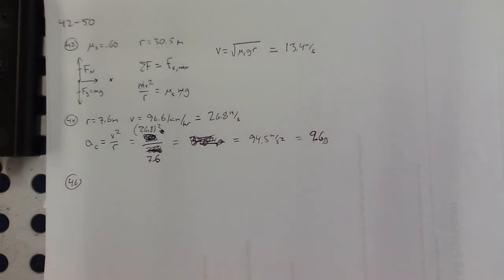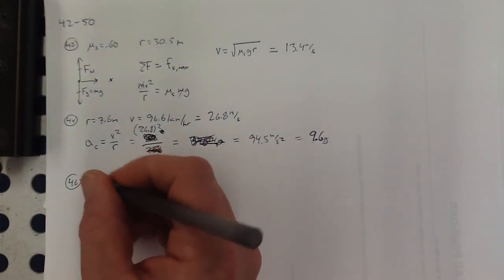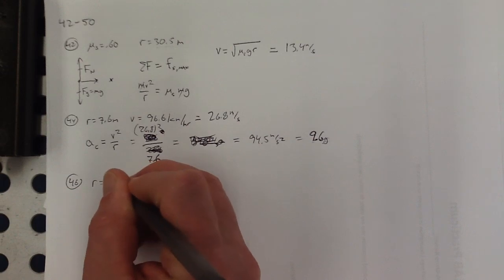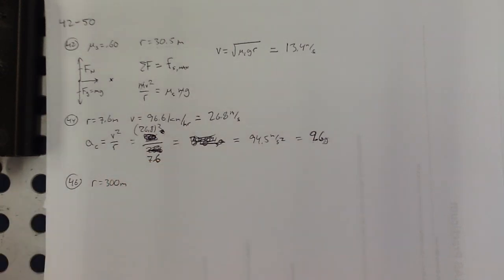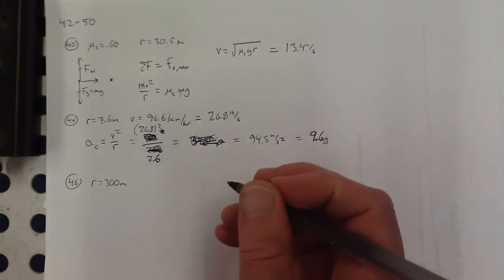46. A police officer in hot pursuit drives her car through a circular turn of radius 300 meters with a constant speed of 80 kilometers per hour.